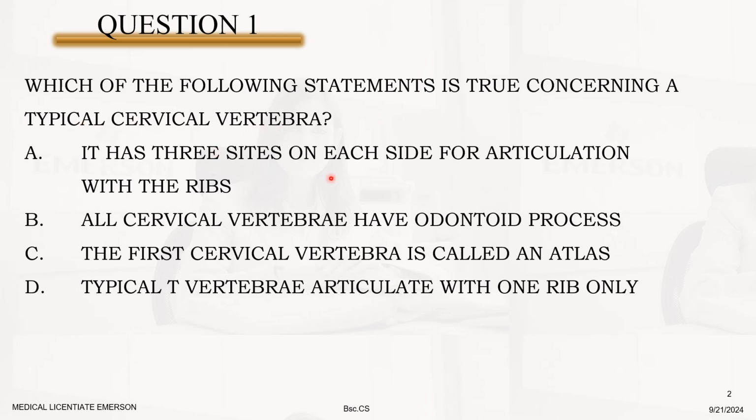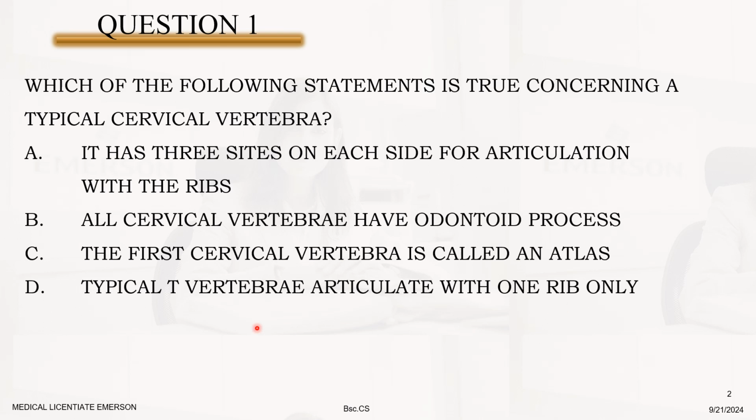A, it has three facets on each side for articulation with the ribs. B, all cervical vertebrae have an odontoid process. C, the first cervical vertebra is called an atlas. D, typical thoracic vertebrae articulate with one rib only.